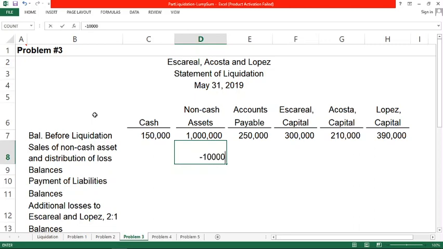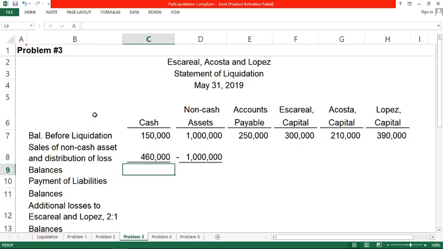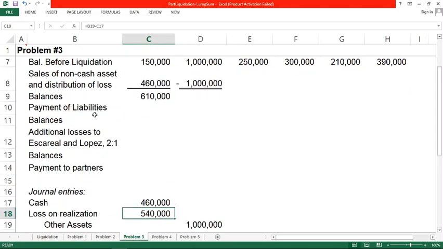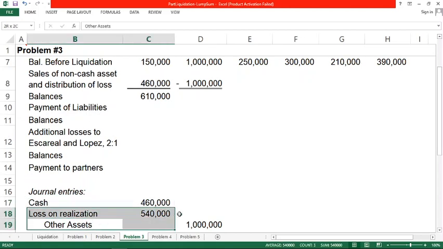Okay. Dahil binayaran na tayo ng 460 in exchange of that non-cash asset, kawawa naman tayo. Napakalaking loss. So, there is a loss of how much? I already prepared a journal entry here. You received cash of 460 in exchange of your 1 million non-cash asset. So, you have a loss of 540.